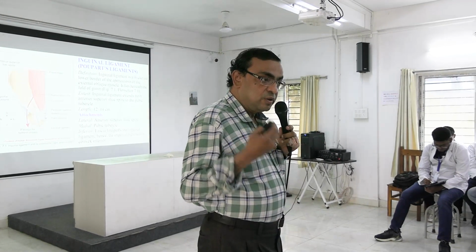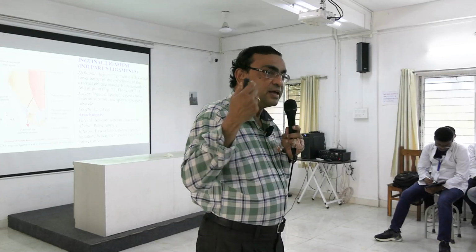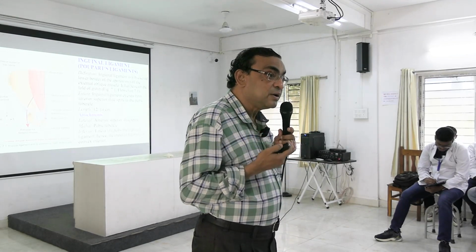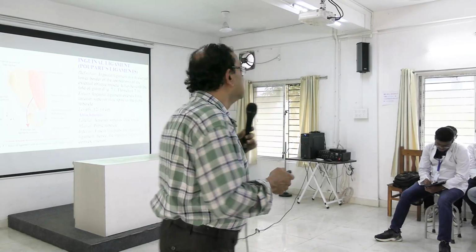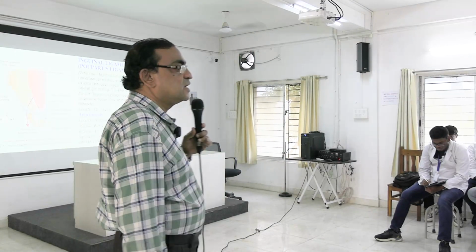So, from the reflected part of the inguinal ligament we are getting the lacunar ligament, and we can get the ligament of Poupart. This inguinal ligament itself is called Poupart's ligament.